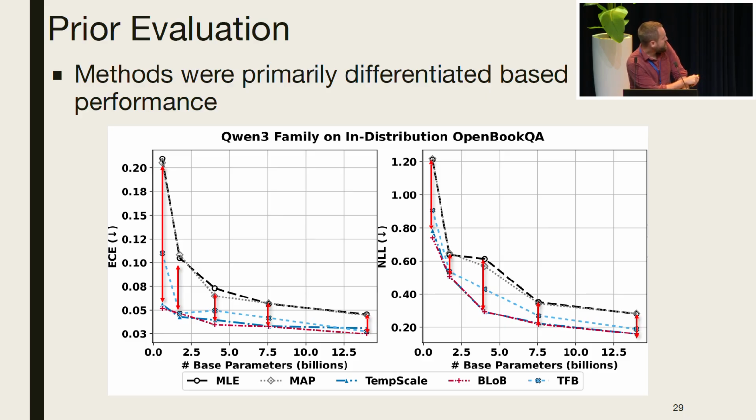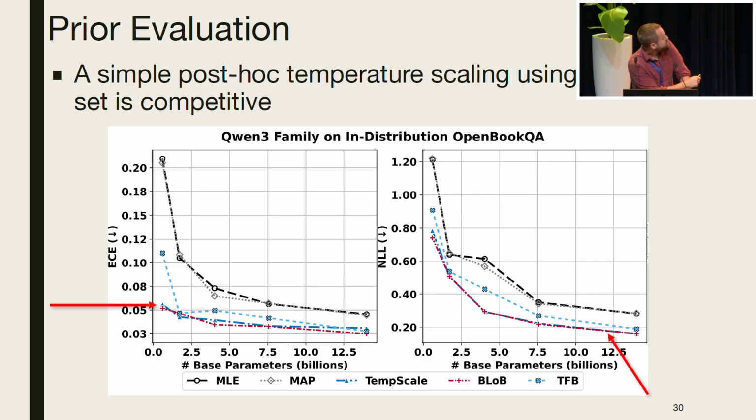And this gap became the primary metric that was used to differentiate methods and to claim state-of-the-art. But what I found is that if you just do a simple post-hoc temperature scaling, you can be basically indistinguishable from the state-of-the-art Bayesian methods. So these lines are basically right on top of each other.